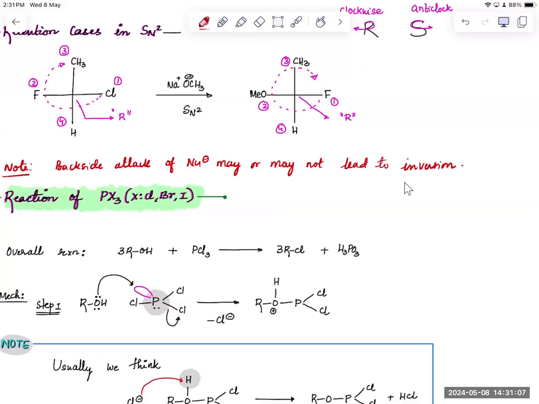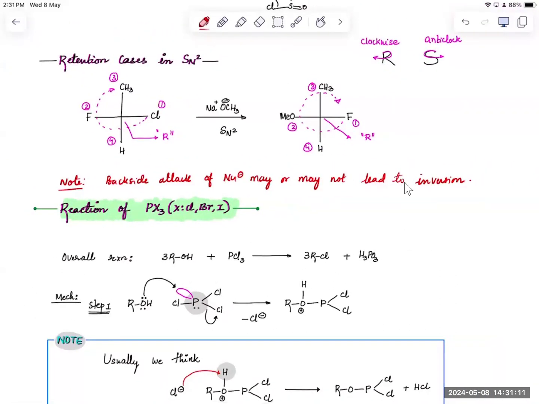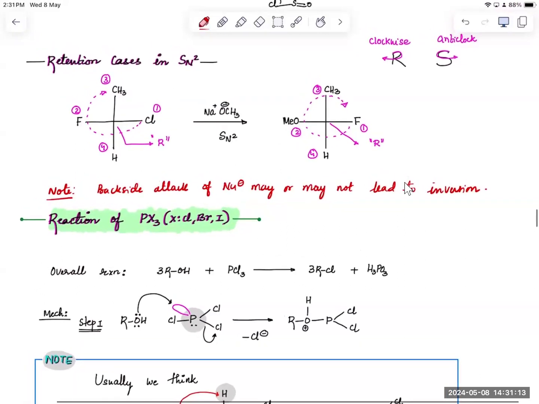May or may not lead to inversion. Okay. So it is not necessarily, it has to undergo inversion. It may or may not lead to inversion. In most cases, it does. As a generic statement, when we say it will go for Walden's inversion, we say yes, but it is not compulsory. If it is said it must change to inversion, that is an incorrect statement.